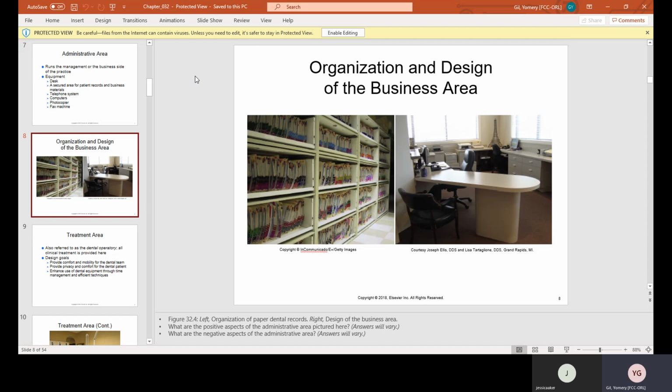Organization and design of the business area. So this could be, let's say, the office manager's office, or it could even be the doctor's office. And this is, of course, the filing room where they keep all the patient charts.